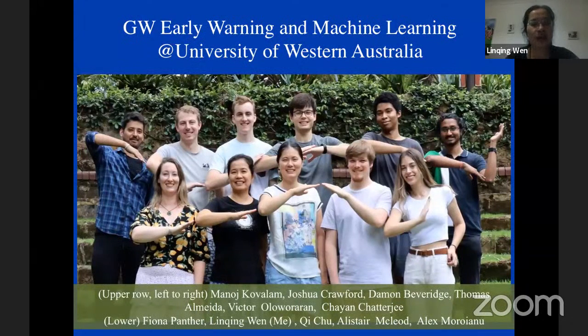First, just to show our group that is working on gravitational wave early warning and also on machine learning at the University of Western Australia. It's mainly lots of young students and postdocs, and you can also see it's international. That's about half of our group.